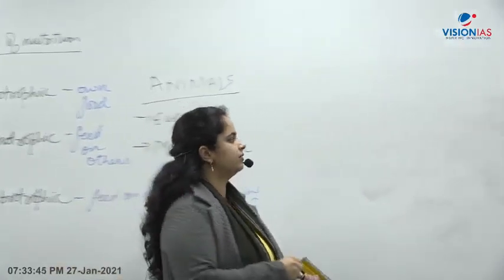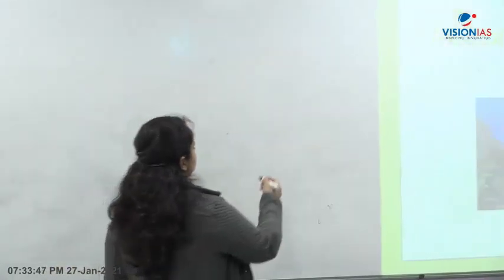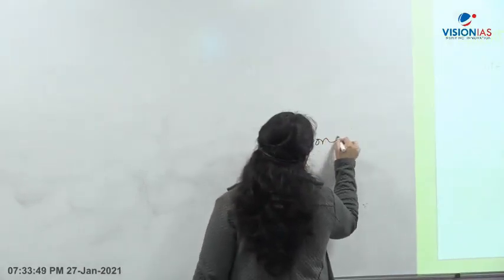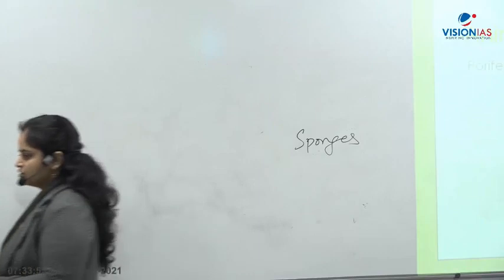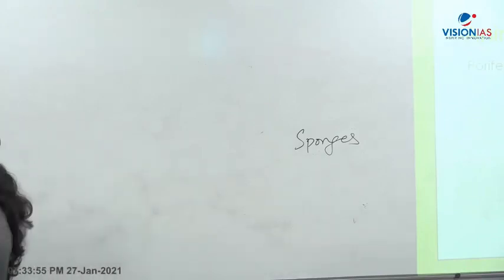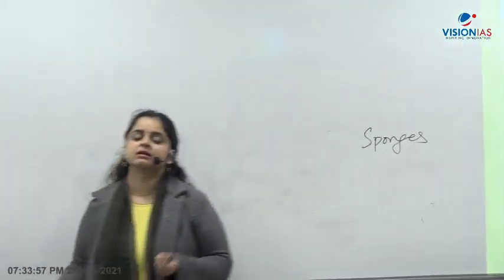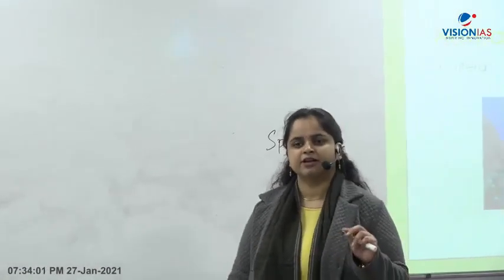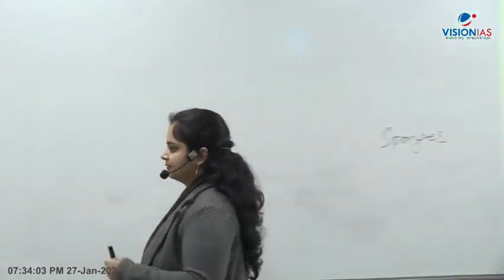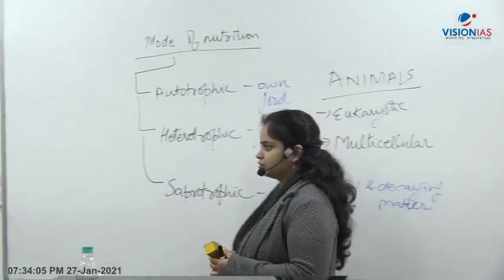An example is sponges. You can write the example, sponges. Some important groups will have more examples. Some groups will have only one example. Depending on their importance level, I'm going to vary that. Next group.